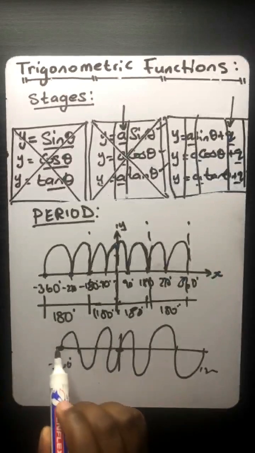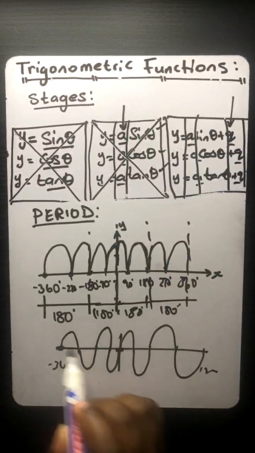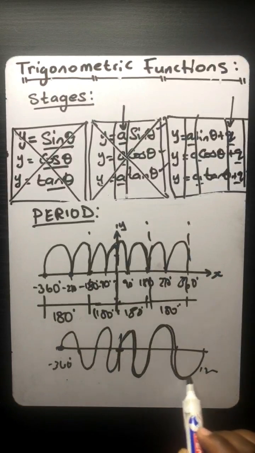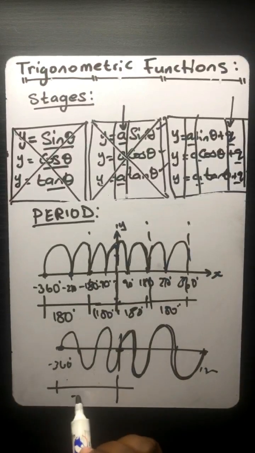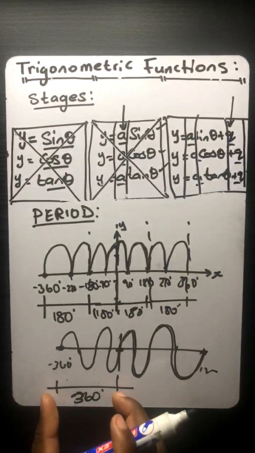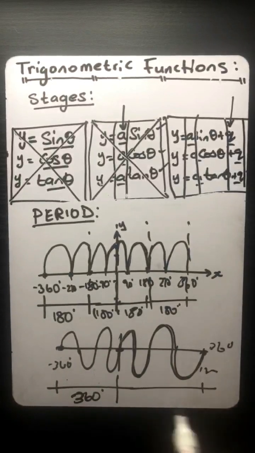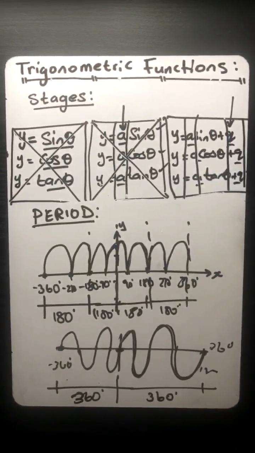You can see that this same shape is repeated from there. Just like there, it starts from 0, goes down, goes up, goes down, goes up to there. So that means the period for this one is actually 360 degrees, because after every 360 degrees, you can see from 0 to 360 degrees it has a complete shape. So that is what is meant by the period of a function. Does it make sense, guys?